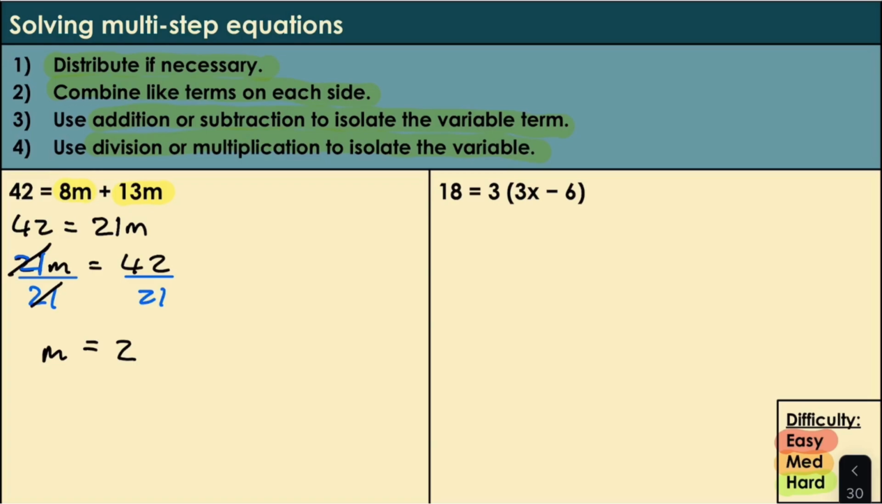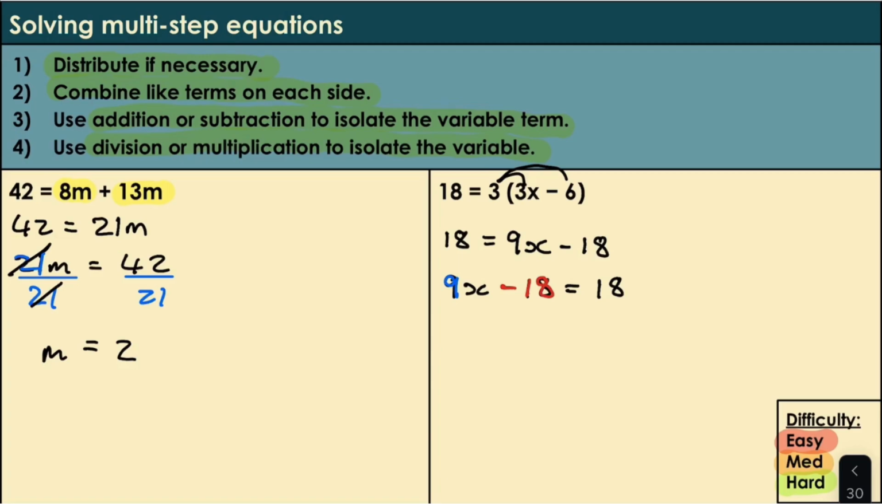Next question. Step 1, distribute. Now that means we are removing the brackets. So we have 3 multiplied by 3x is 9x. 3 multiplied by negative 6 is negative 18. Now, for simplicity, I prefer to have my variable term on the left-hand side. Step 3, use addition or subtraction to isolate the variable term.